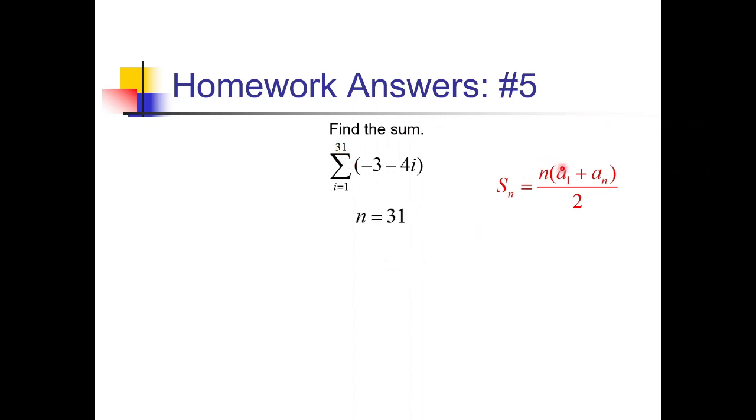For my a sub 1, I just have to plug 1 into my summand, so negative 3 minus 4 times 1. That's negative 3 minus 4, so negative 7. And then for a sub n, that's 31 plugged into this formula, so negative 3 minus 4 times 31. And let me just do that on the calculator just to be on the safe side.